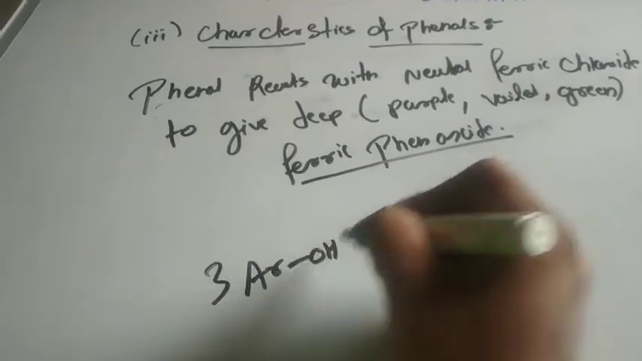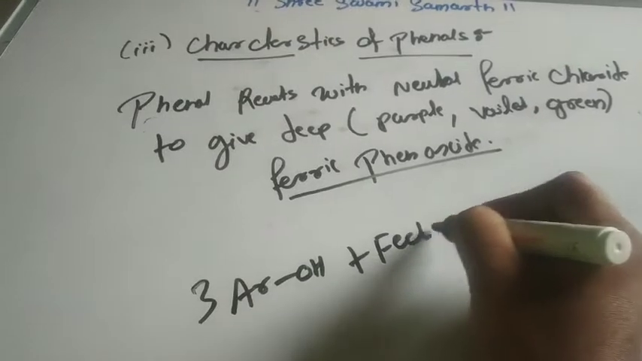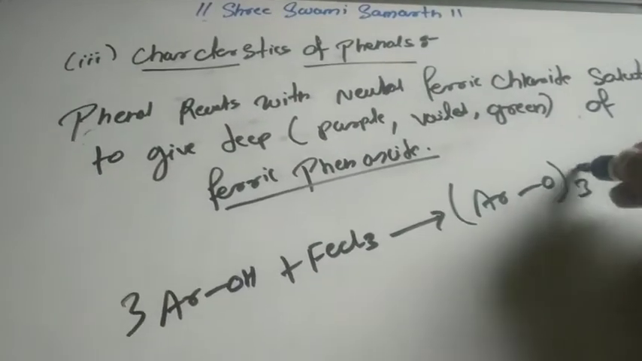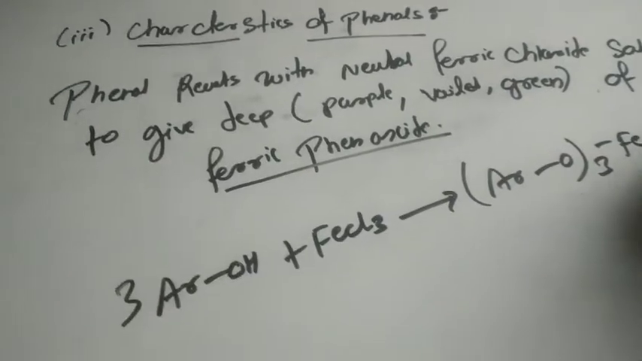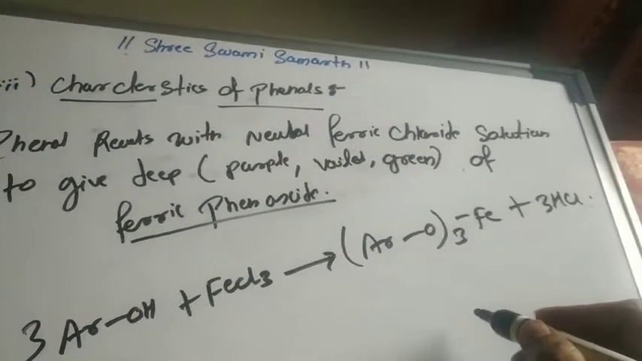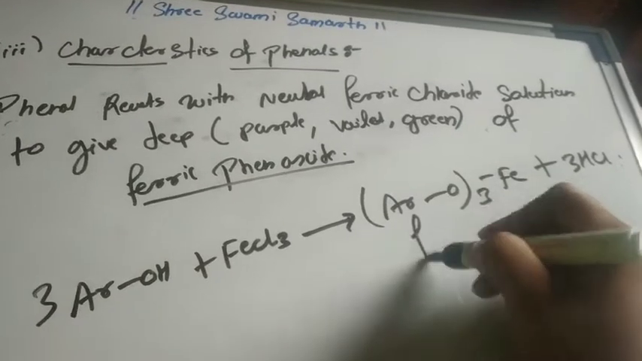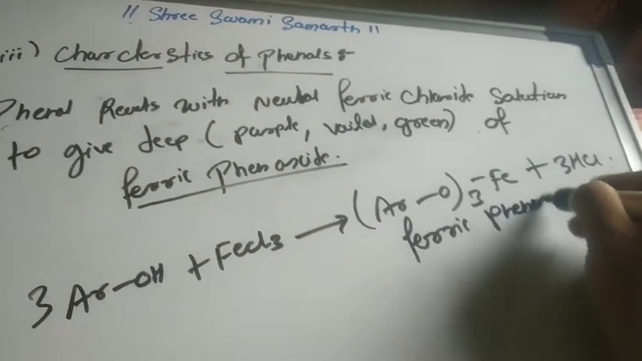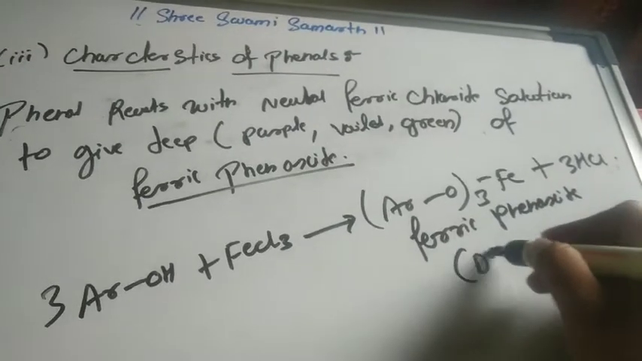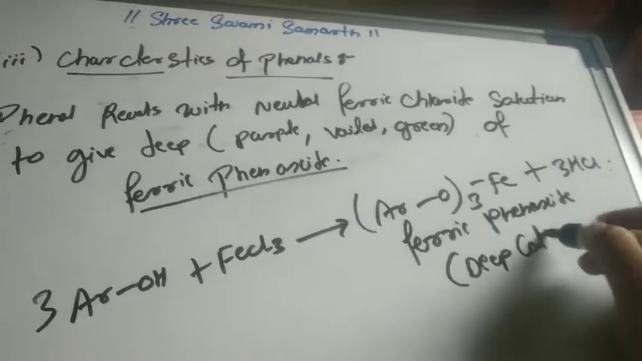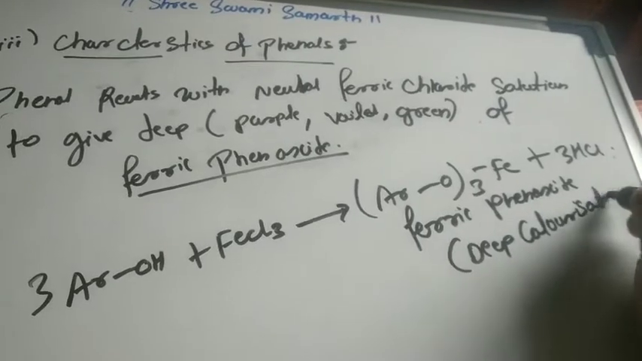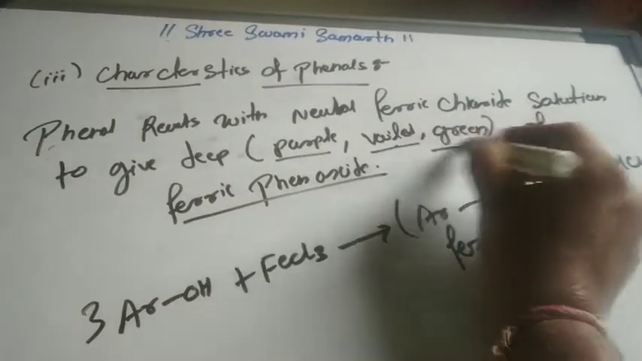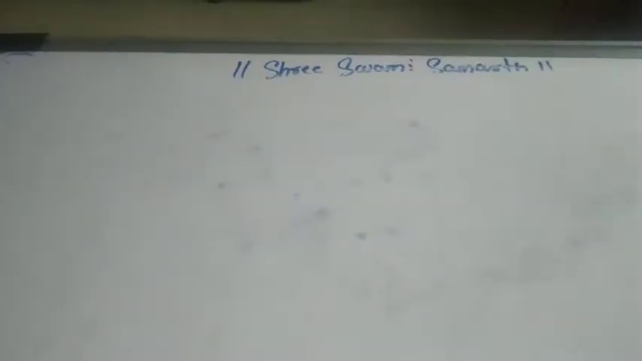3 moles of ArOH plus FeCl3 gives (ArO)3Fe plus 3 moles of HCl. So this is the reaction. The name of this compound is ferric phenoxide, and this ferric phenoxide has a deep colorization. It may be either purple, violet, or green.